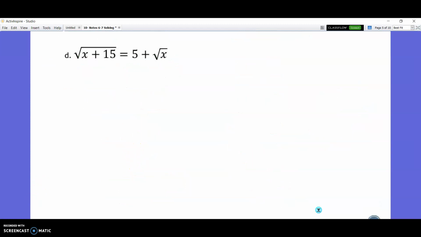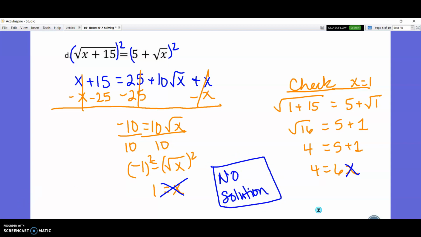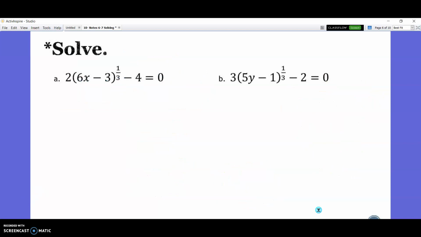Go ahead and try this one on your own. Pause the video here and try this one. Okay, same thing here. When you solved it, you would have gotten x equals 1, but when you checked x equals 1, we would get that 4 is equal to 6. That's definitely not true, so that means this is no solution again. Make sure you check your answer. All right, next examples here.